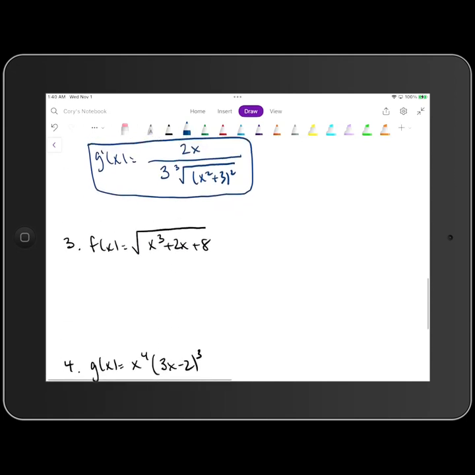Okay, you guys give number 3 a try. So for number 3, you have the function f of x equal to the square root of x cubed plus 2x plus 8.